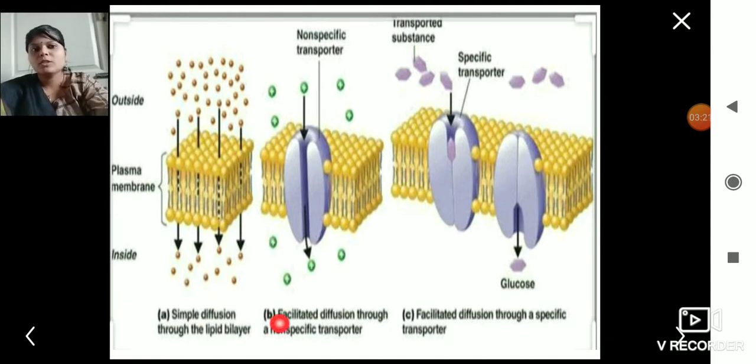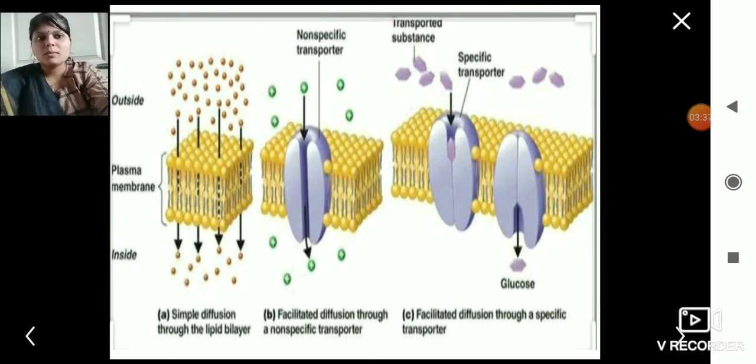See, the simple diffusion which is happening: the lipid soluble substances move from outside the cell to inside the cell. This is outside, this is inside, and this is the plasma membrane. Okay, so bits and pieces I have shown for the different functions.